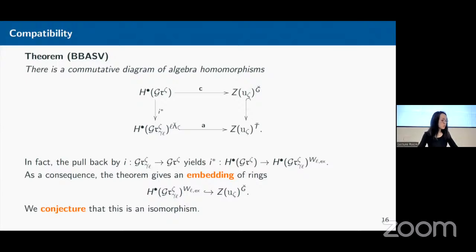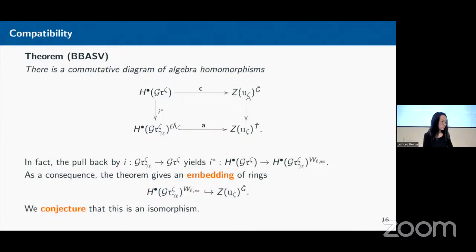And in particular, from this diagram, you can see that since the image of the left arrow lands inside the W invariant part, you deduce an embedding of this W_ext invariant part inside the G invariant part of it. And so we prove this is an embedding, and we actually conjecture this is an isomorphism.